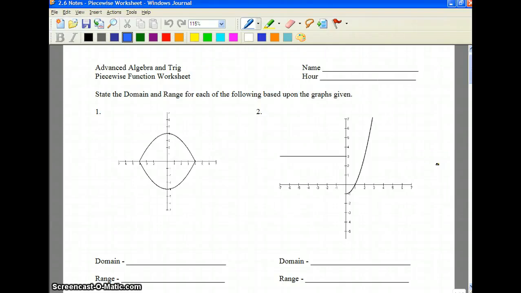Okay, we're going to spend a couple days working on piecewise functions. We're going to find values of them, we're going to graph them, and we're going to state the domain and the range of them.